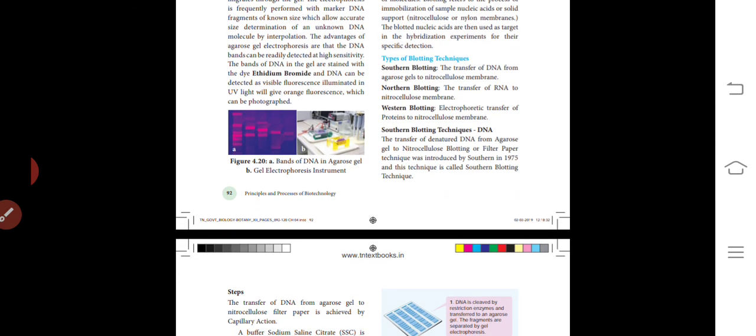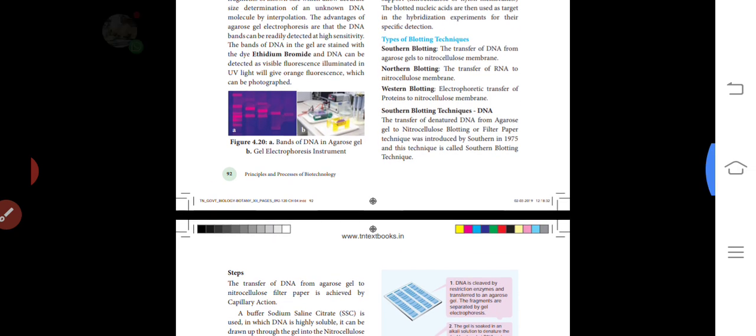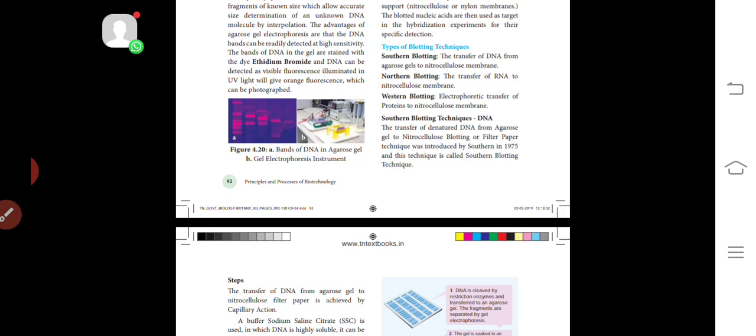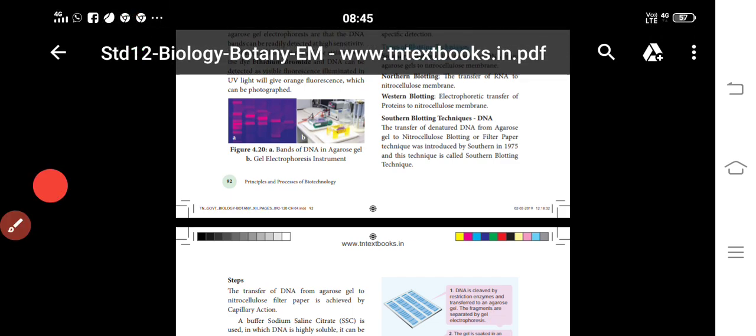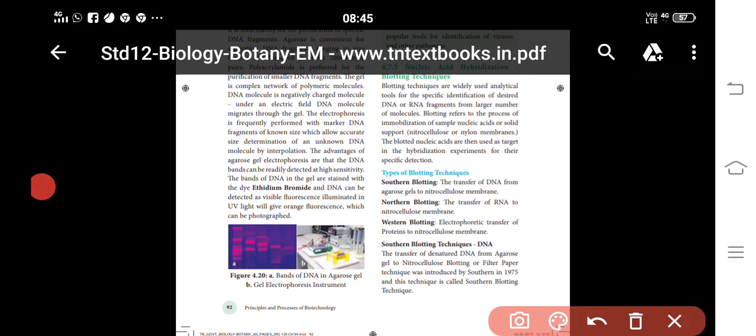Southern blotting, the transfer of DNA from the agarose gel to the nitrocellulose membrane. Northern blotting, the transfer of RNA to the nitrocellulose membrane. Western blotting, electrophoretic transfer of protein to nitrocellulose membrane. So you have to see that in Southern blotting, the transfer of DNA; Northern blotting, the transfer of RNA; Western blotting, the transfer of protein. So do you understand? First one is Southern blotting, DNA; Northern blotting, RNA; Western blotting, protein.